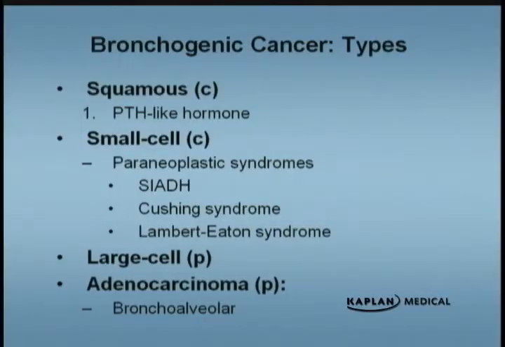There are 4 types of bronchogenic cancer: squamous cell and small cell, and you see the C that I put in here because they're usually centrally located, squamous and small cell. The 2 S's are centrally located. Those are the ones that are most important. Those 2, squamous cell and small cell.